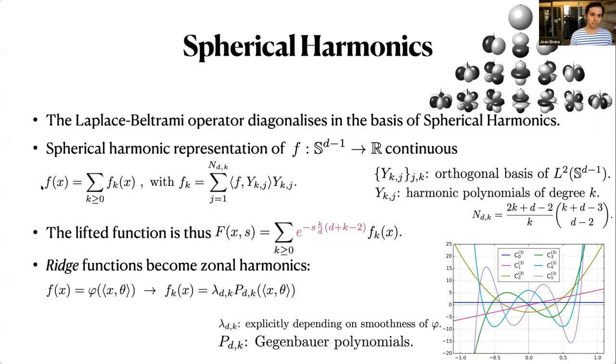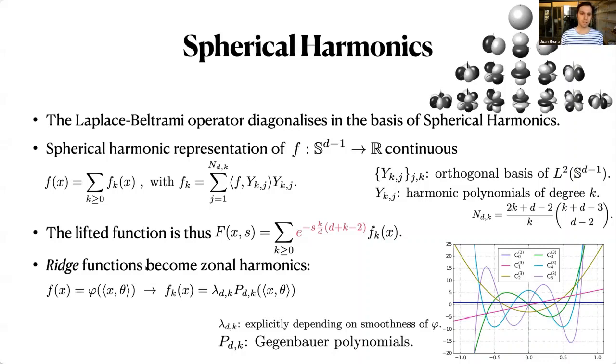So the point is that we have this spherical harmonic representation of our function f, and this representation is preserved as we run the semigroup. Because if we smooth the function, the only thing we need to do is to reweight, to tune down the spherical coefficients. This is really just because the Laplace-Beltrami operator is diagonal in the basis of spherical harmonics.